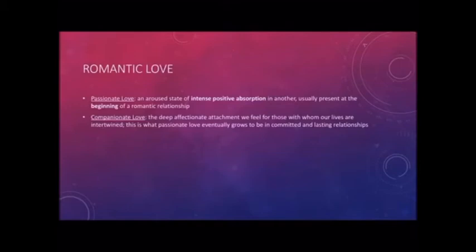So passionate love is essentially lust. This is just intense positive absorption in another person. It's like the honeymoon phase. It happens at the beginning. So it's lust, and it happens at the beginning of a romantic relationship. Whereas companionate love, you have become companions. So this is a deep affectionate attachment that we feel with people whose lives are intertwined with ours. And passionate love eventually will grow and turn into companionate love over time if the relationship is committed and lasting. So passionate love is like lust, and it happens at the beginning of a relationship. Companionate love is a deep, affectionate bond and attachment, and it develops later on in the relationship.